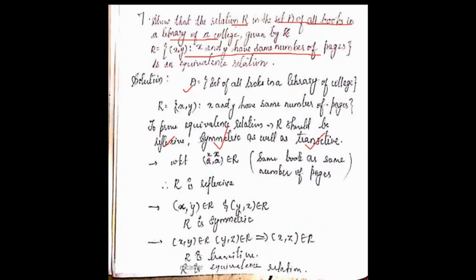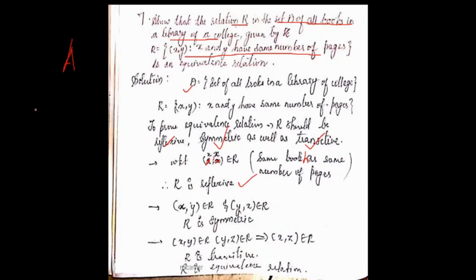For reflexive, first we'll start with reflexive. We don't need A actually, I'll remove just A. (X, X). If book A is there, how many pages does book A have? We'll consider 100 pages. So if you're relating A with A, will the number of pages change? No. It will be as it is. So the same book has the same number of pages. Is it clear? So obviously R is reflexive.